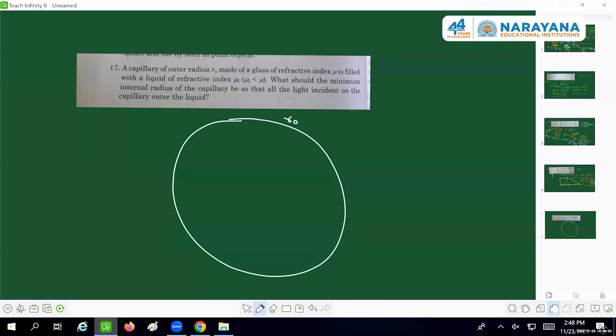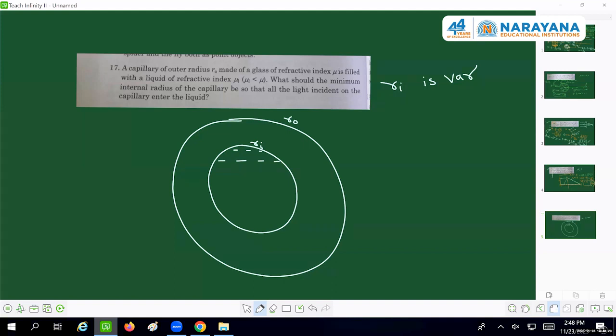The inner circle, this radius is variable. Like, try to understand this. R inner is a variable, so I can change this. And inside you have filled up liquid.